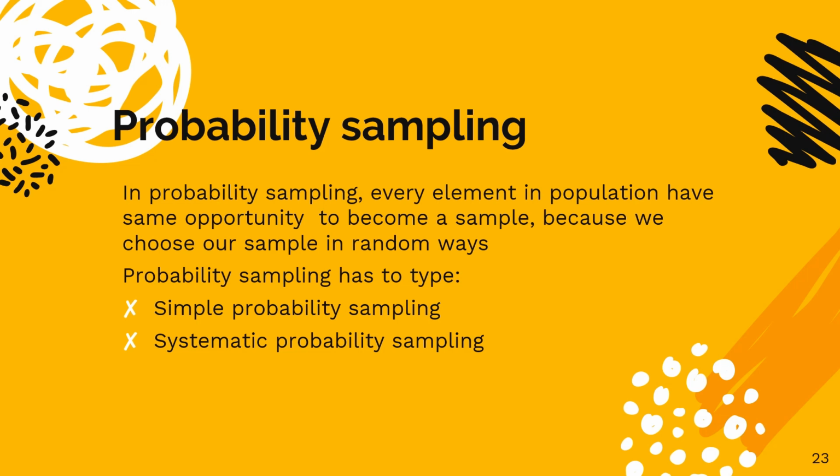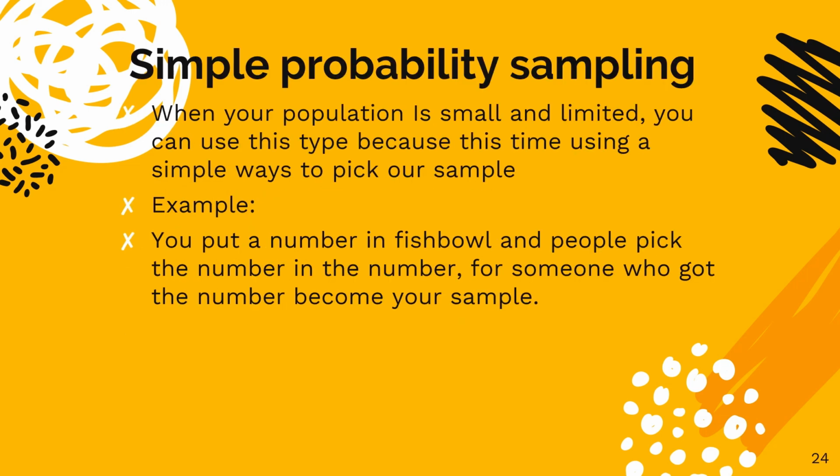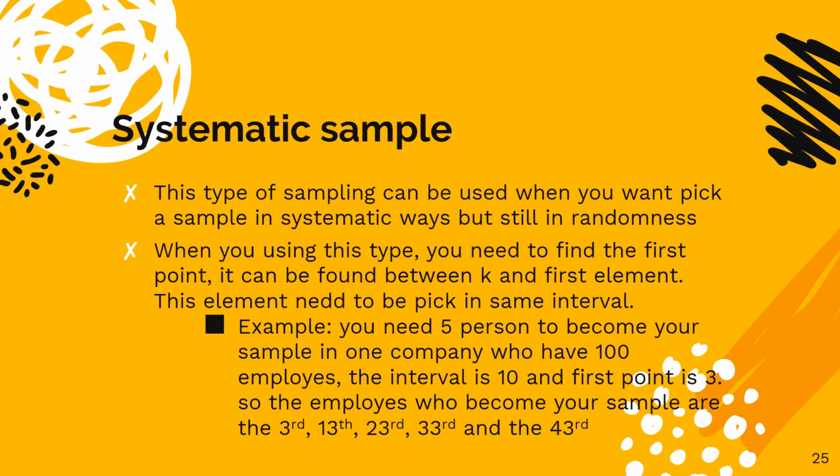In simple probability sampling, when your population is small and limited, it can be used and solved easily. But when your population is big and wide, it's hard to use. Systematic sample. This type of sample can be used when you want to pick a sample in a systematic way, but still in randomness. When using this type, you need to find the first point. It can be found between k and the first element. The first element needs to be picked in the same interval.